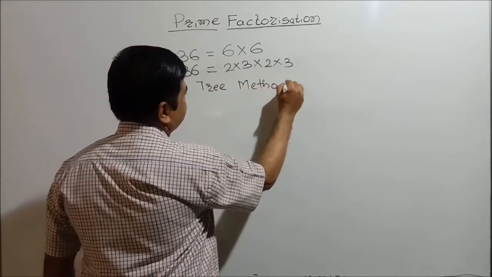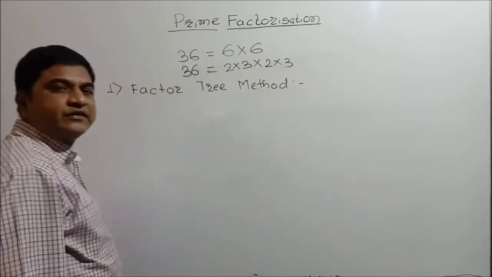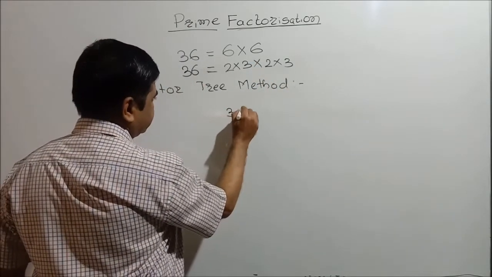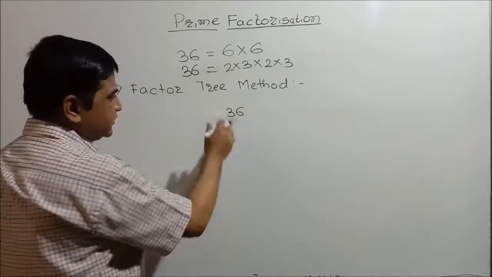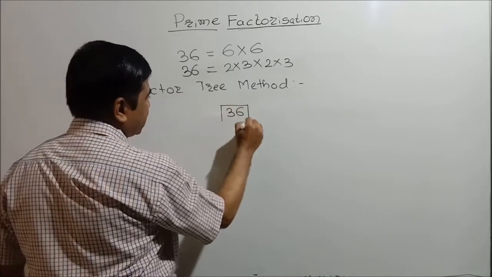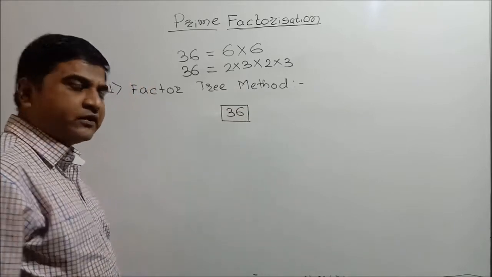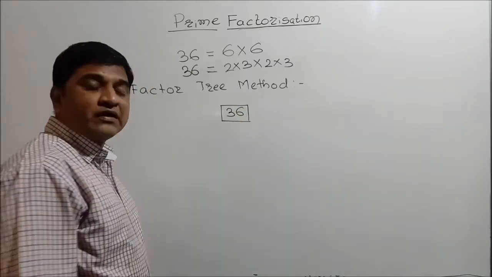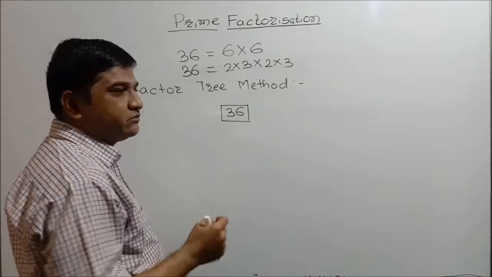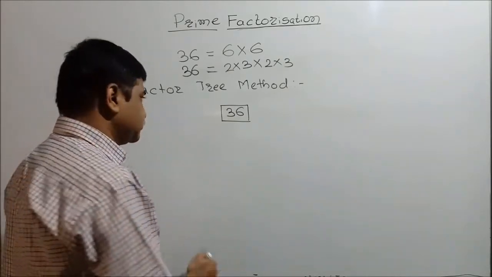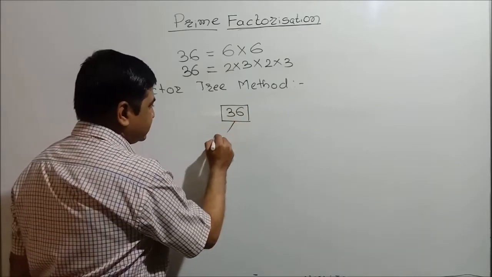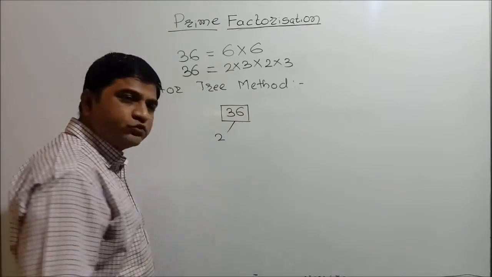So in the factor tree method, we will write down the given number. As there is 6 in the ones place, this is a composite number, so I am going to put it in a box. Then next, I will start dividing the given number with the lowest possible prime number. The lowest possible prime number is 2. This number being even, I will divide 36 by 2.